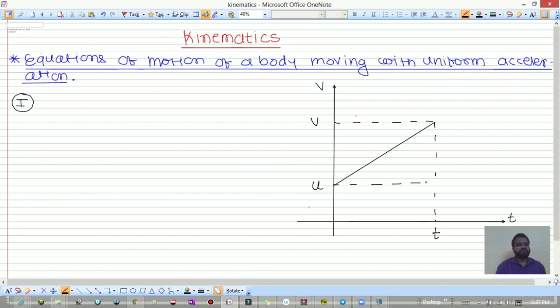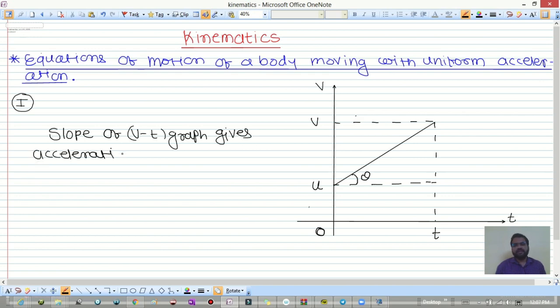So over here we have the slope. Let us consider theta. We have tan theta is the slope, initial point 0. So if you just take the slope of this line, the slope of the velocity time graph gives acceleration. That indicates that from the slope of the velocity time graph we can find out the first equation of motion, right?